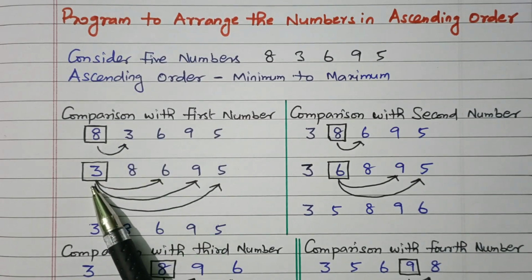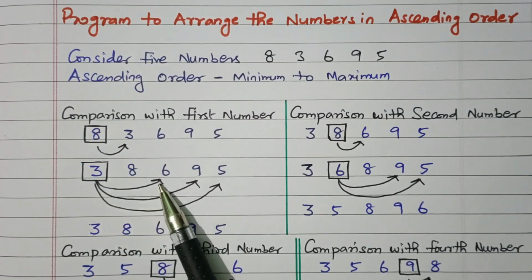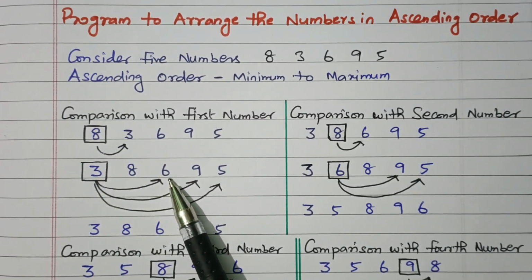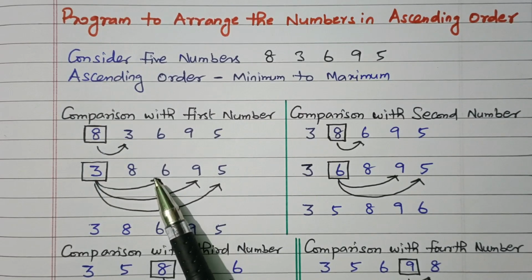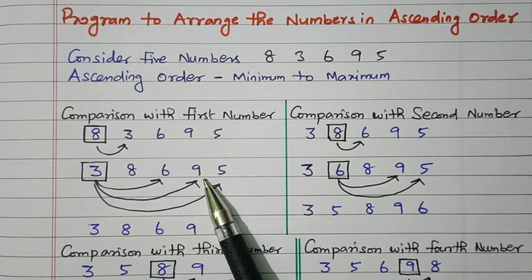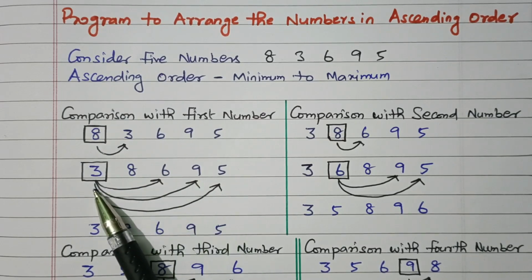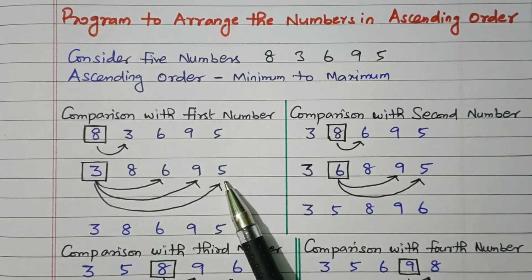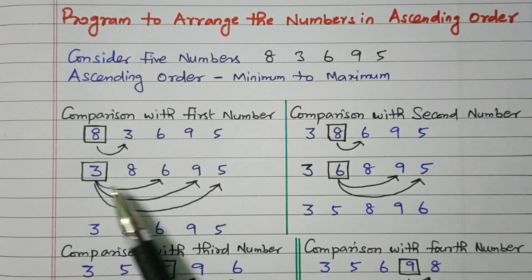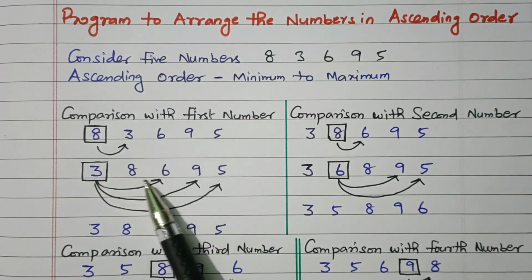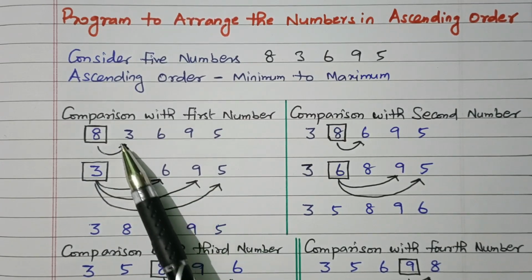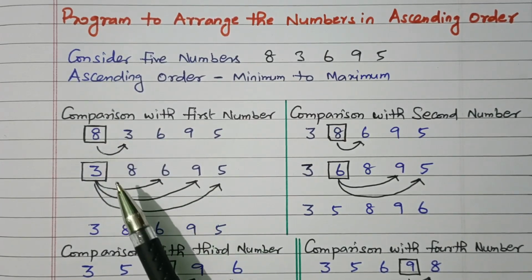Now the first number becomes 3. This 3 is compared with the third number 6, but 6 is greater, no need to exchange. This 3 is compared with the fourth number 9, that is also greater, so no need to exchange. This 3 is compared with the fifth number 5, this is also greater, so no need to exchange, right? Now the first number is compared with all other numbers. Only in the first case it was lesser, so it was exchanged.